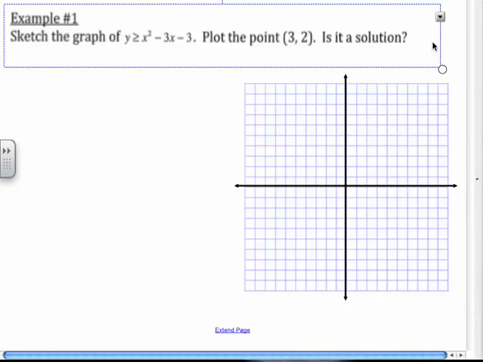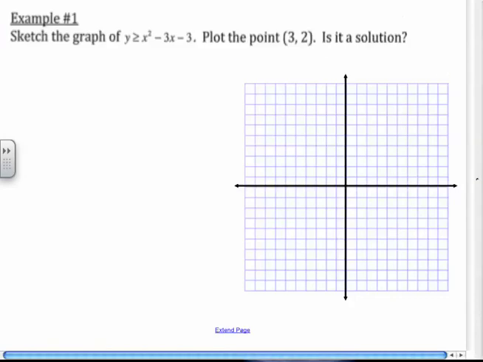Okay, guys, example number 1 here. Let's see, I don't like when things are highlighted like that. Okay, it says sketch the graph of y is greater than or equal to x squared minus 3x minus 3.